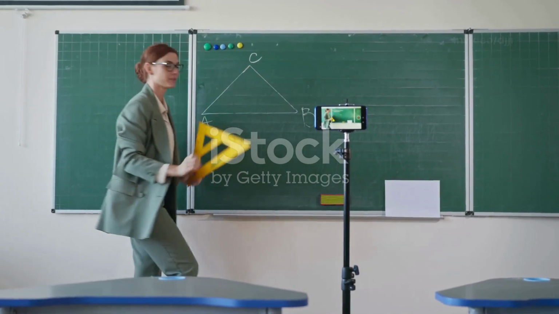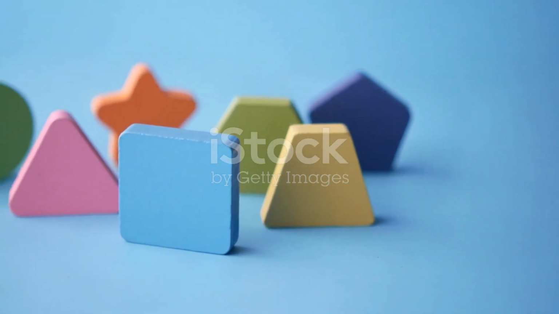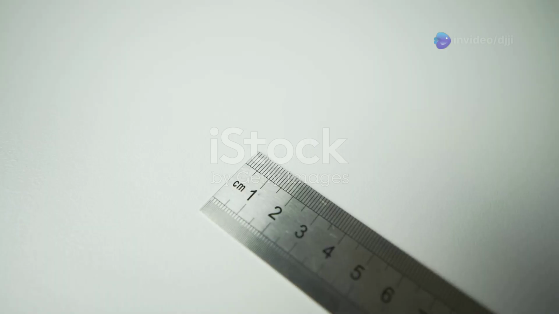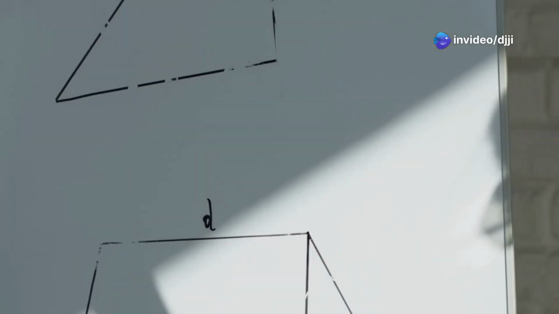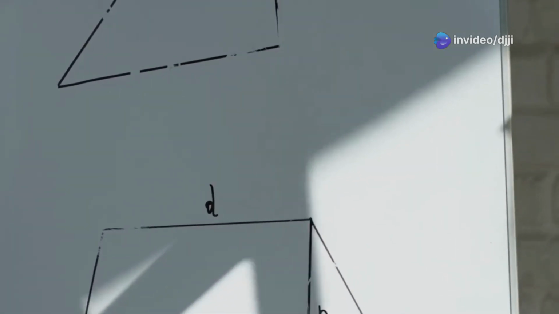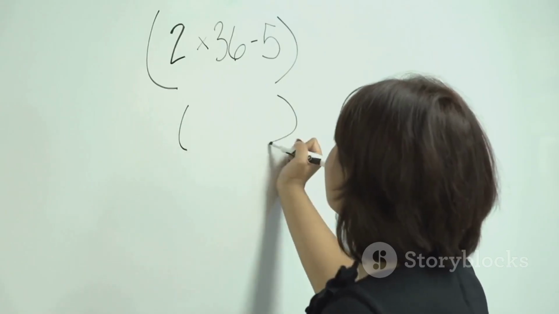Quadrilaterals are polygons with 4 sides. Common examples include squares, rectangles, parallelograms, and trapezoids. Squares have 4 equal sides and 4 right angles. The perimeter of a square is calculated by multiplying the length of one side by 4. Perimeter equals 4 times s. The area is calculated by squaring the side length.